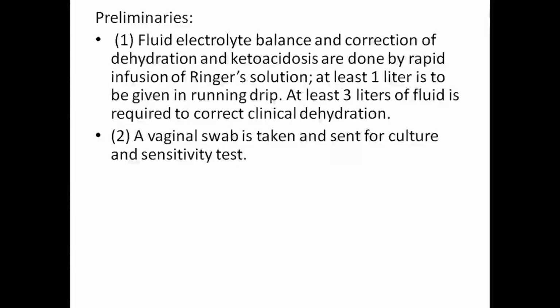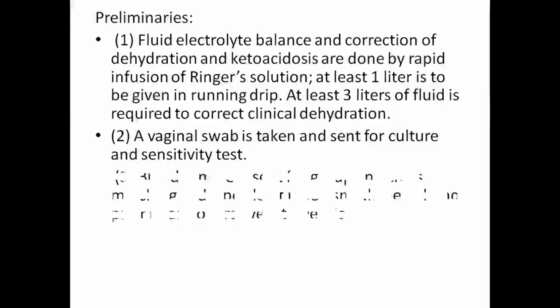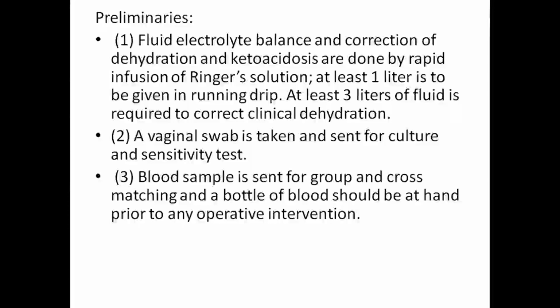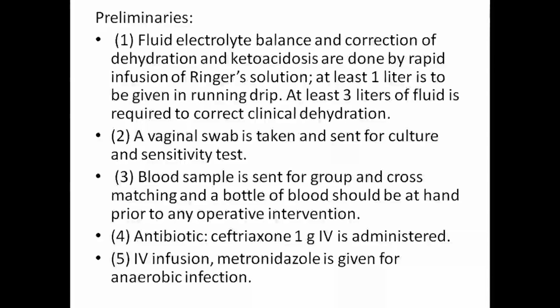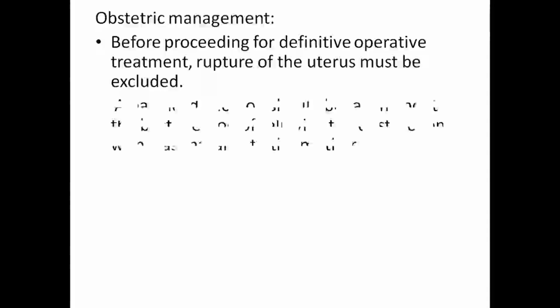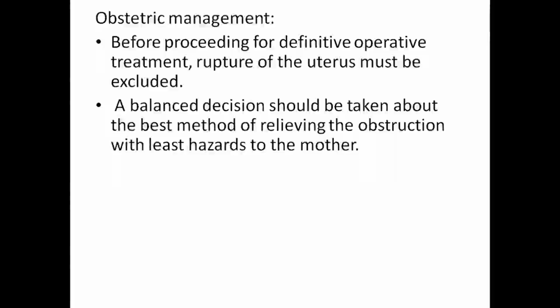A vaginal swab is taken and sent for culture and sensitivity test. Blood sample is sent for grouping and cross-matching, and a bottle of blood should be handy prior to any operative intervention. Antibiotics should be given. IV infusion metronidazole is given for anaerobic infection. Obstetric management. Before proceeding to definitive operative treatment, rupture of uterus must be excluded. A balanced decision should be taken about the best method for relieving the obstruction with the least hazards to the mother.